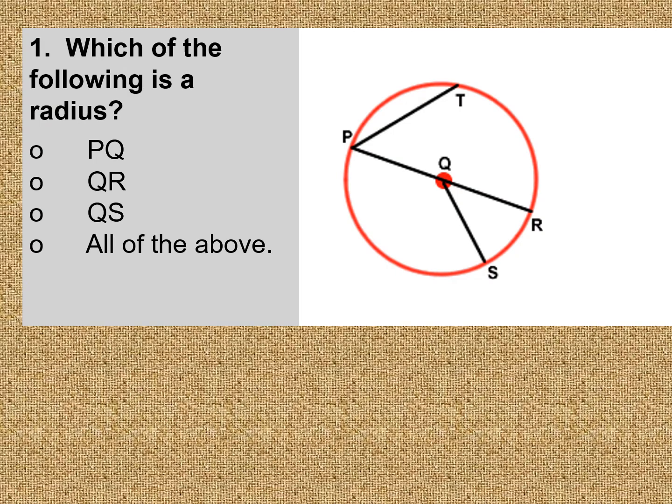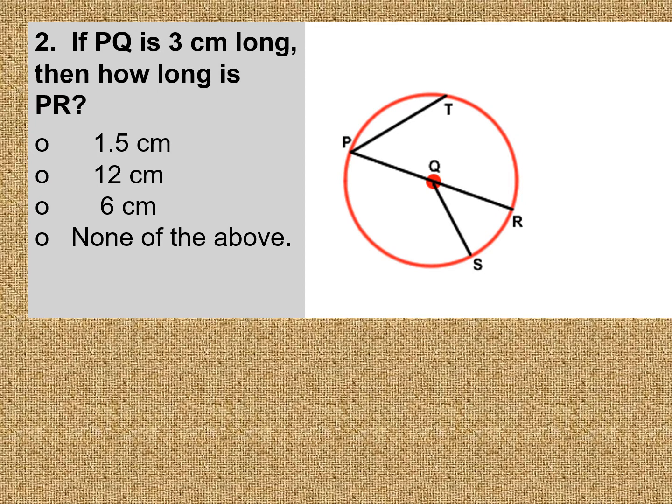All right, so which of the following is a radius? PQ, yes. QR, yes. QS, yes. From the center out to the edge. Okay, all of the above would be the answer. All right, what about the next one? If PQ is 3, how long is PR? The whole thing, of course, would be 6. That would be the diameter. Cool.